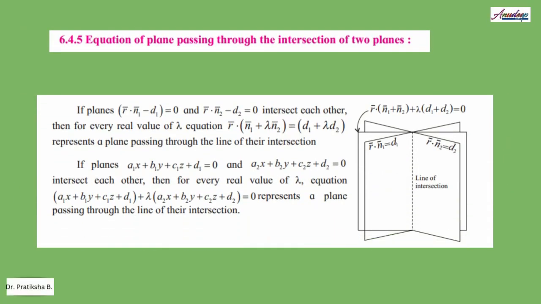Equation of a plane passing through the intersection of two planes: if a1x plus b1y plus c1z plus d1 equal to 0 and a2x plus b2y plus c2z plus d2 equal to 0 are the equations of two planes, then the plane at the intersection is given by a1x plus b1y plus c1z plus d1 plus lambda times (a2x plus b2y plus c2z plus d2) equal to 0.